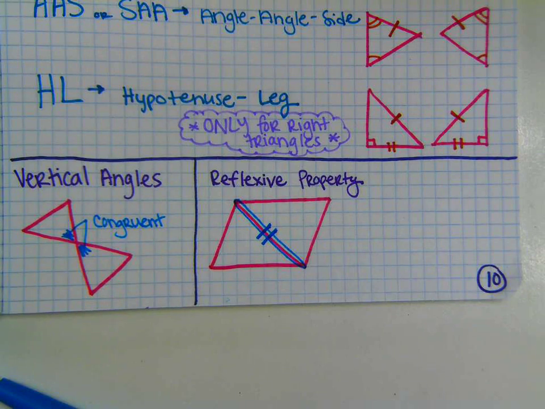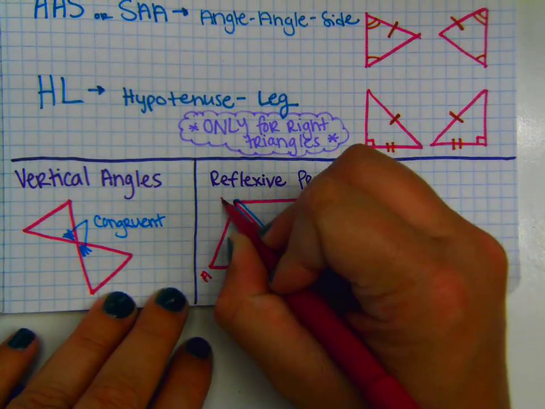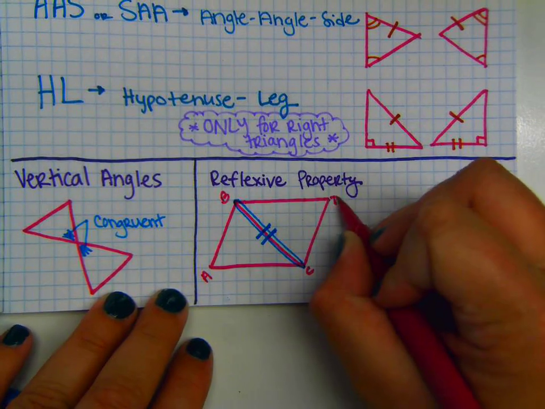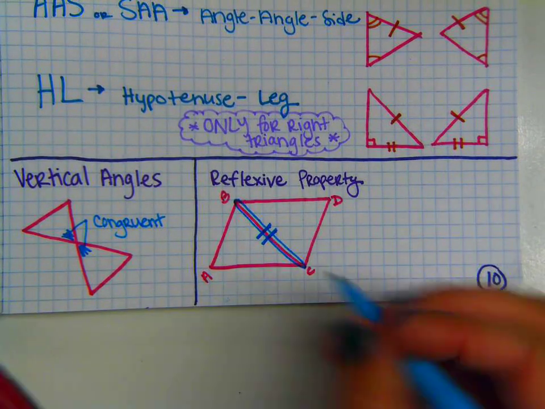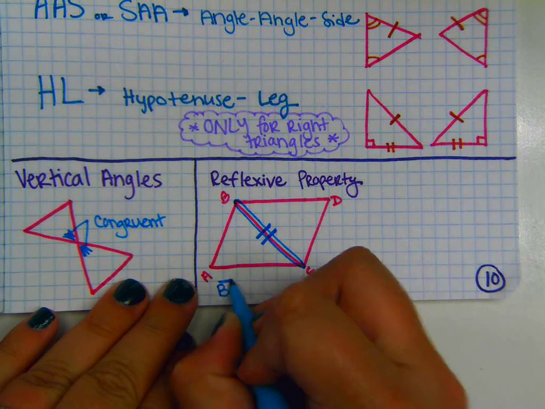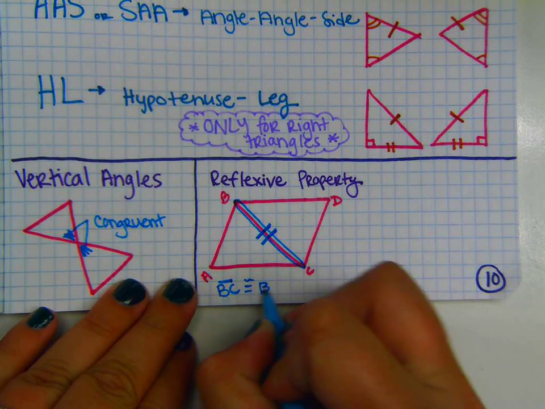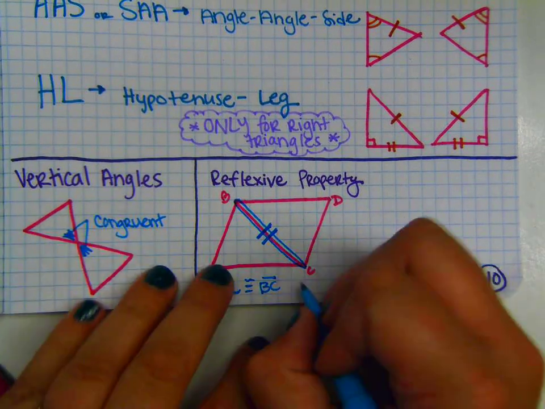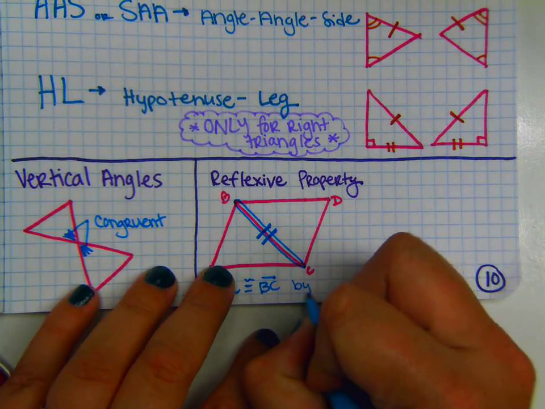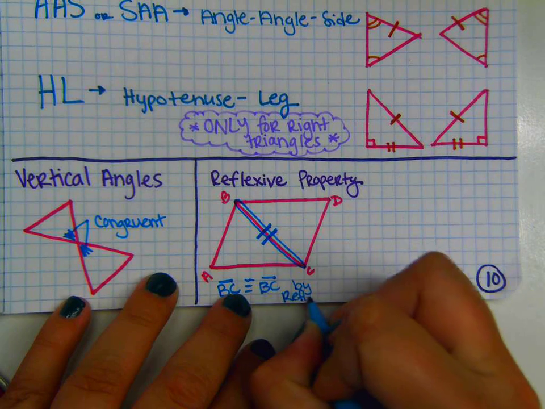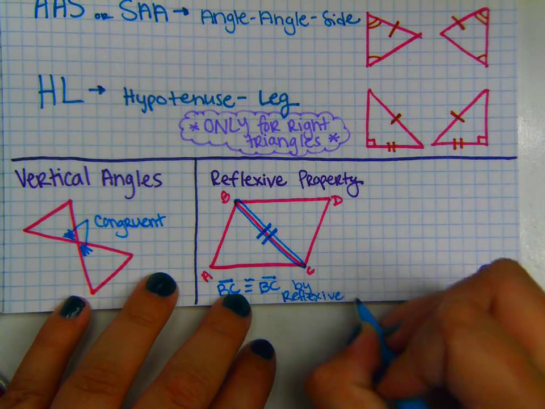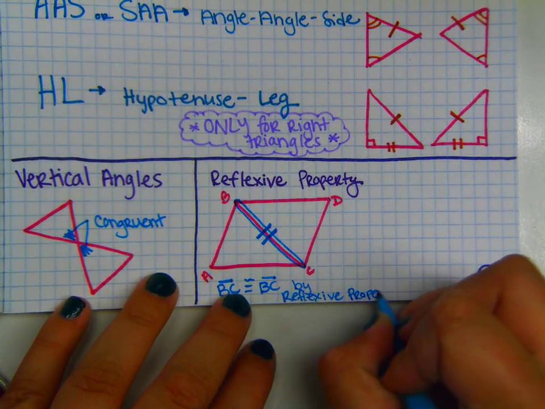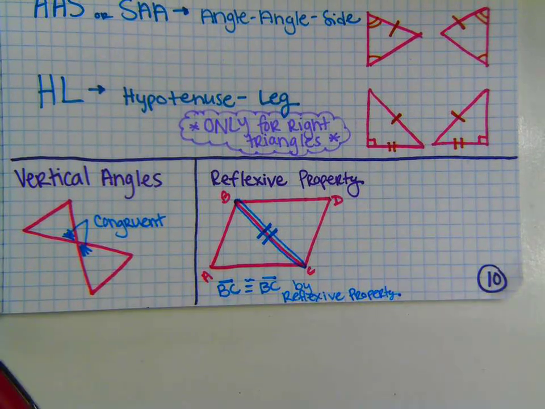So let's say that we had this triangle, and let's say it was A, B, C, D. You could say that BC is congruent to BC. BC is congruent to BC because of the reflexive property. So you would say by the reflexive property. Okay? That's what reflexive property allows you to do.